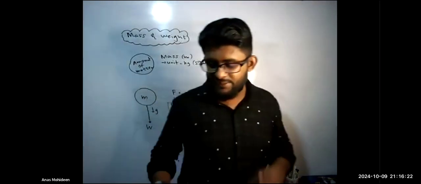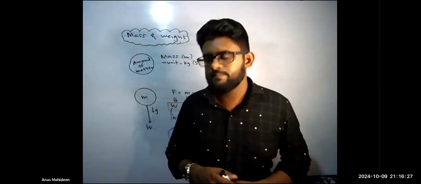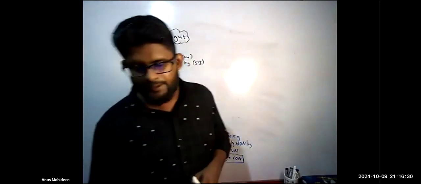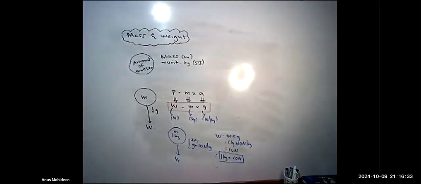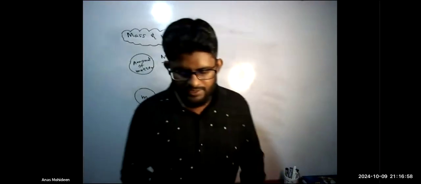Put the topic mass first. I think we already put the topic, mass and weight. We'll write there as points. Mass is the amount of matter contained in an object. Mass is the amount of matter contained in an object. Okay. Write in the next line.